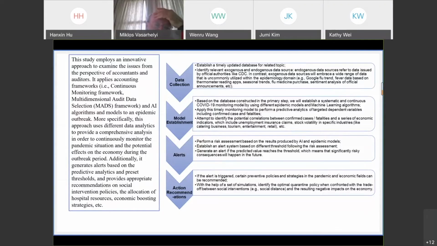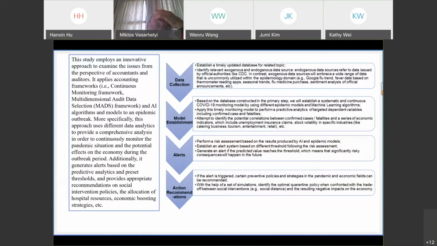Then we'll try to identify the potential correlation between the confirmed cases, fatalities, and a series of economic indicators. The economic indicators will include the unemployment insurance claims, which is mentioned by Wenru, and we are also considering include the factors like the stock volatility in specific industries like catering, business, tourism, entertainment, retail, which are heavily affected by the outbreak of this epidemic.